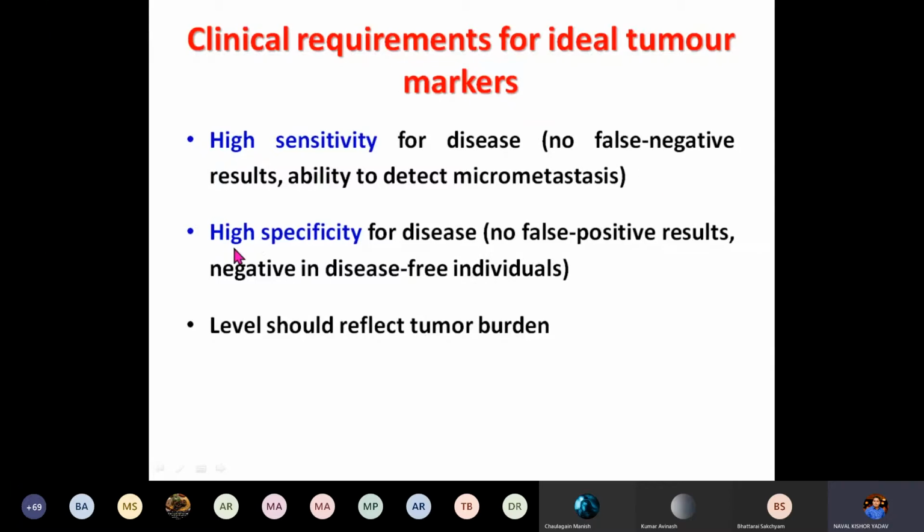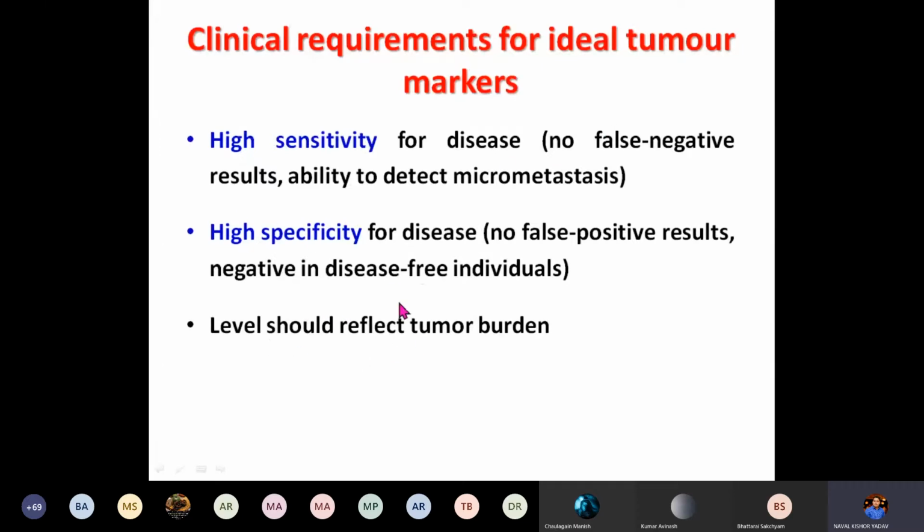Second, it should be highly specific for that particular disease, for the particular cancer. That means no false positive results. If it does not contain the marker, it should give a negative result, not one that shows positive just because the molecule looks similar. That is how specific the tumor marker should be.